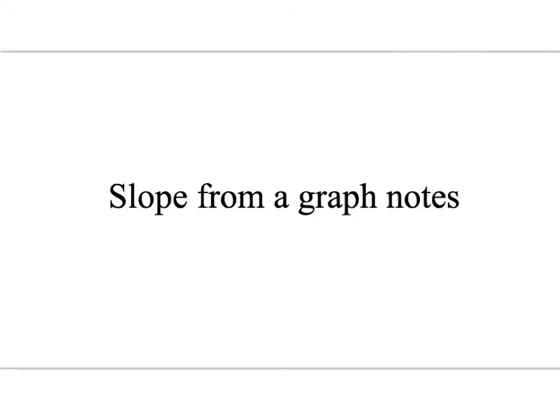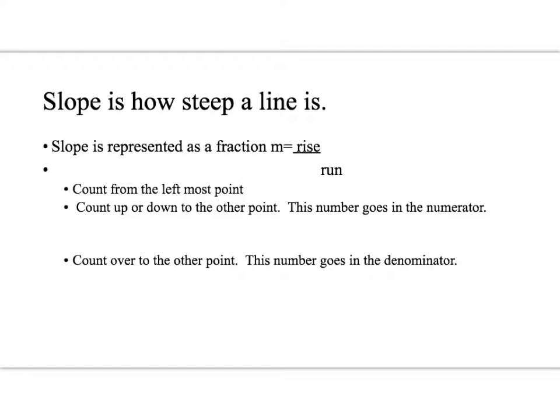These are the finding slope from a graph notes. Alright, slope is how steep a line is. Slope is represented by the fraction rise over run, which I know it's kind of hard to see here in my video. It's rise over run.